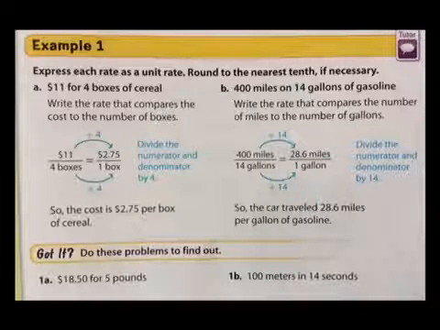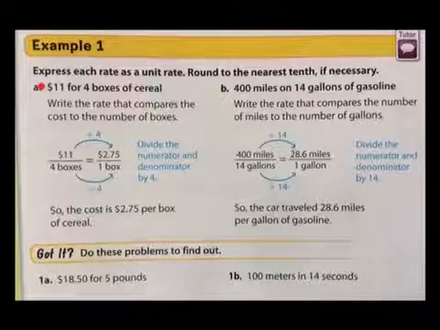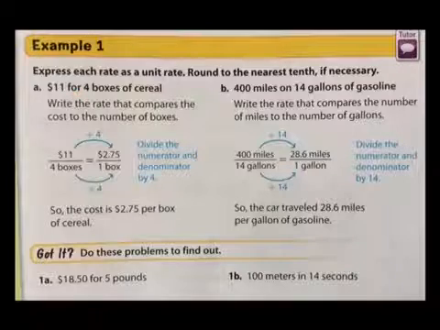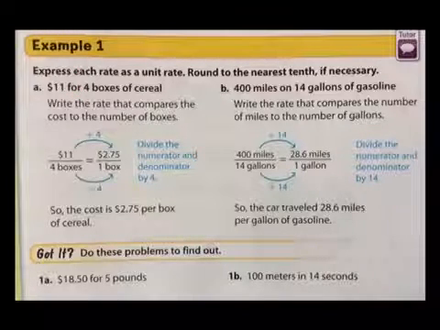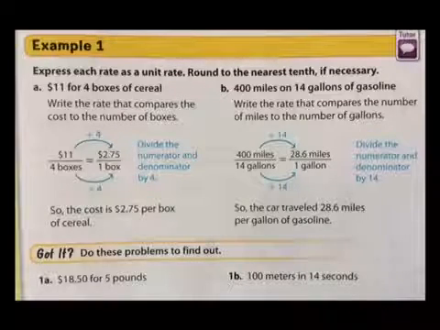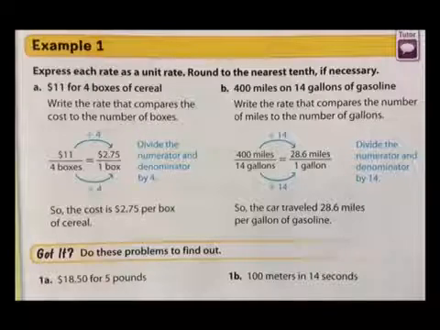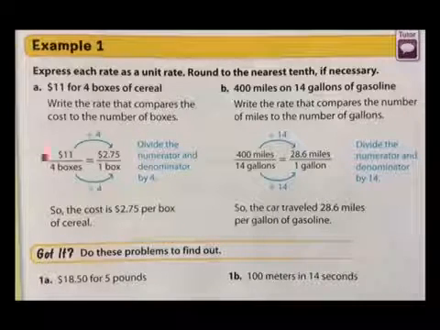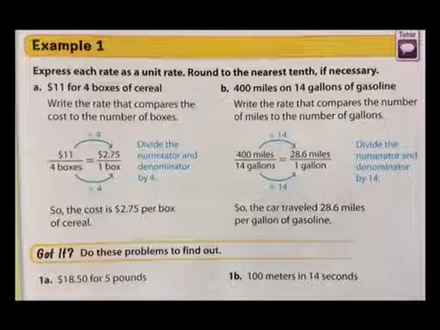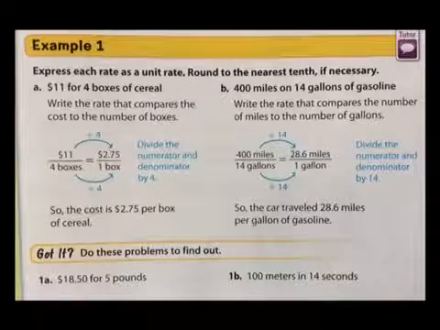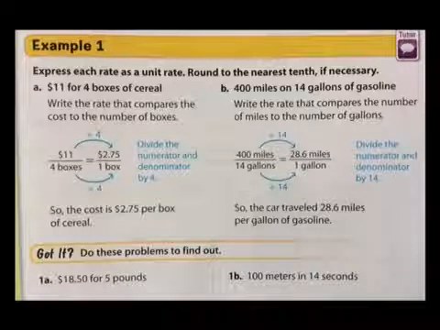For example 1, you'll see how we're expressing unit rates. So for example, $11 for 4 boxes of cereal. So how much is 1 box of cereal, right? You can do it vice versa too. You can do 4 boxes on the top and 11 on the bottom, and it'll tell you how much each one is, because it's just a rate, it's not a fraction. So we divide them both by 4, right? Because you're dividing the numerator by the denominator, and you get $2.75 per box.